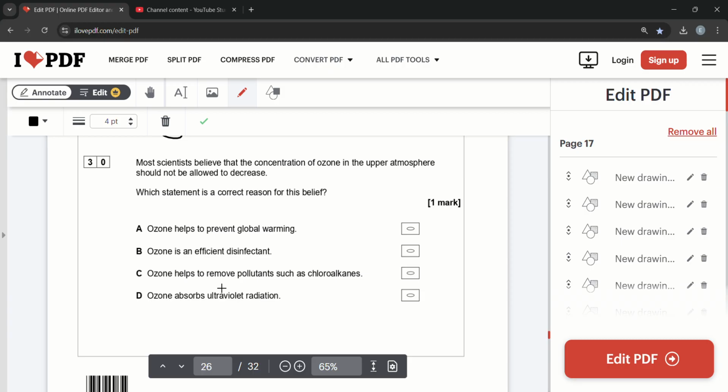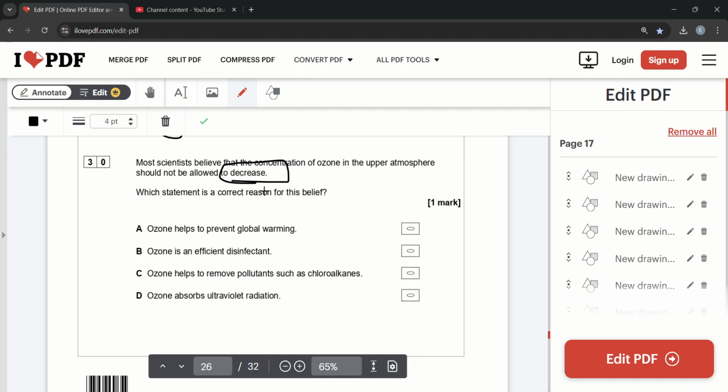30. Most scientists believe that the concentration of ozone in the upper atmosphere should not be allowed to decrease. Now, what does that mean? Well, the scientists are saying that they don't want the amount of ozone to decrease. So therefore, they're kind of saying that it's a good thing. They don't want you to decrease it. Because if it was a bad thing, they'd obviously say decrease it. So it's clearly a good thing.